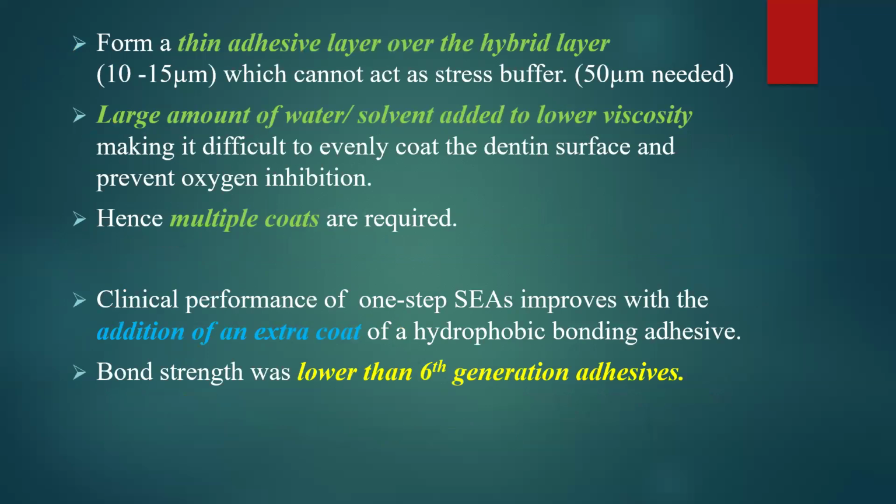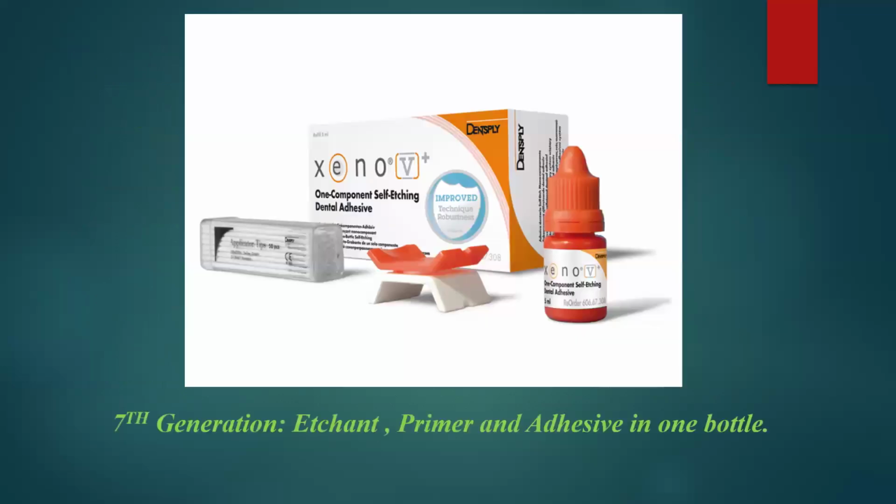Foam a stress buffer, which is around 52 micrometers needed, and a large amount of water or solvent added to lower viscosity, which makes it difficult to evenly coat the dentin surface and prevent oxygen inhibition. Multiple coats may be required. Clinical performance of one-step self-etching adhesive improves with the addition of an extra coat of a hydrophobic bonding adhesive. Bond strength was lower than the 6th generation adhesives.